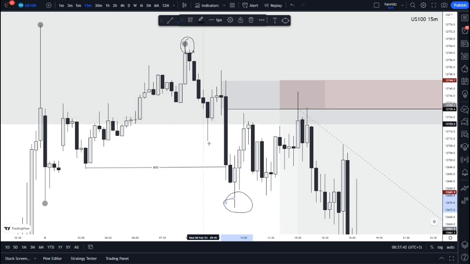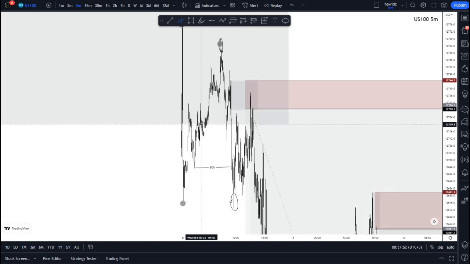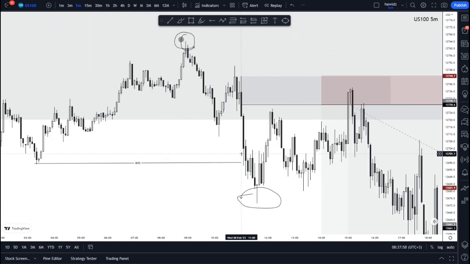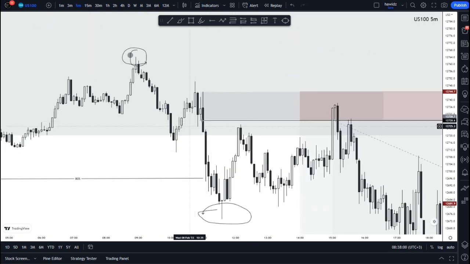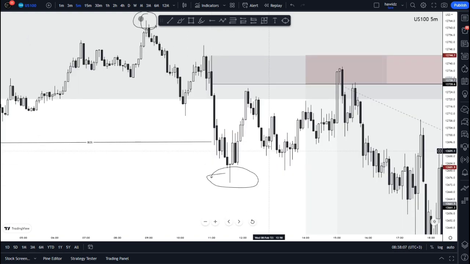And lo and behold, what did we have, right? We had an area of supply, right? The last buy before the sell. Now, of course, we refined this area, I believe, in the 15-minute chart. Okay, let's zoom in a little bit. Boom, right? So we refined this area to this little last white candle before the whole sell, right? So this was my area of supply.